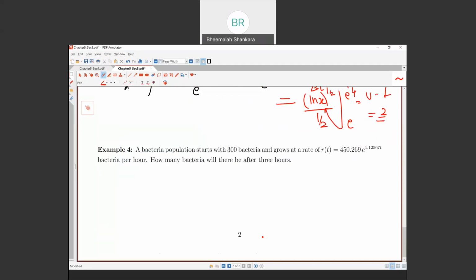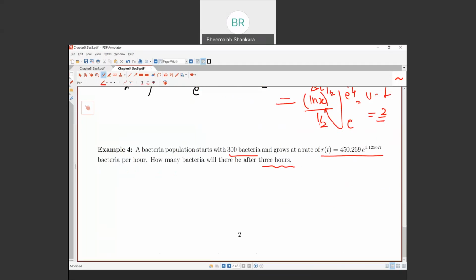One last example: a bacteria population starts with 300 bacteria and grows at a rate given by this expression. This rate is the number of bacteria per hour. How many bacteria will there be after 3 hours?